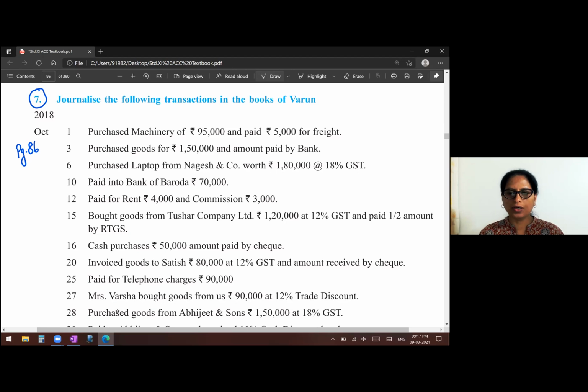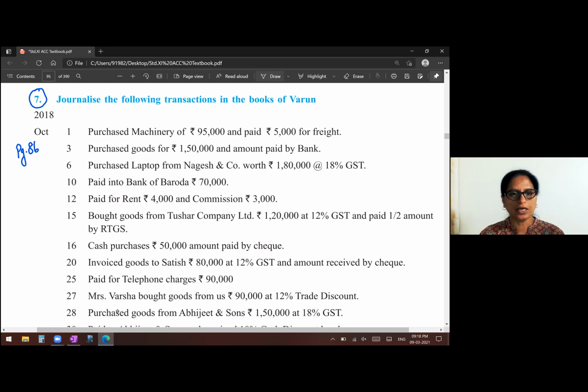Today we will be doing one more problem on the journal. So you will have to take page 86, problem number 7. As we read one transaction at a time, we will solve the transaction. So you need to draw your journal in proper format. By now you must have learned the format of it. So properly draw the format and then we start with the problem.